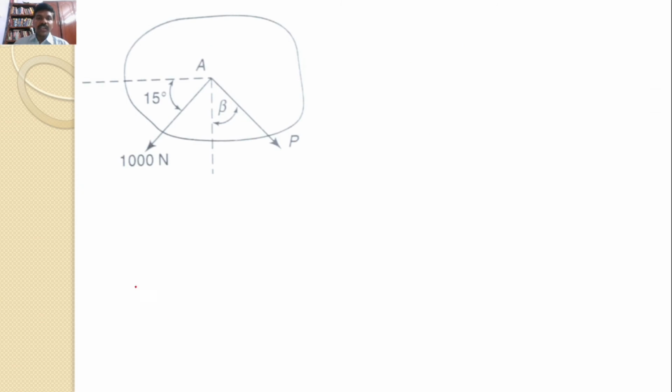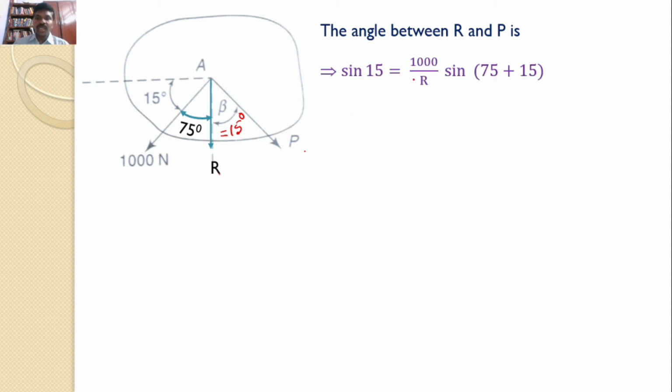Let us see what that value is. So here beta we just calculated as 15 degrees. Now the angle between R and P is beta, and that value is sin 15. So what equation can I write now? Sin 15 is equal to 1000 by R into sin (75 plus 15), from which I can calculate the resultant force. R is equal to 3863.7 newtons.